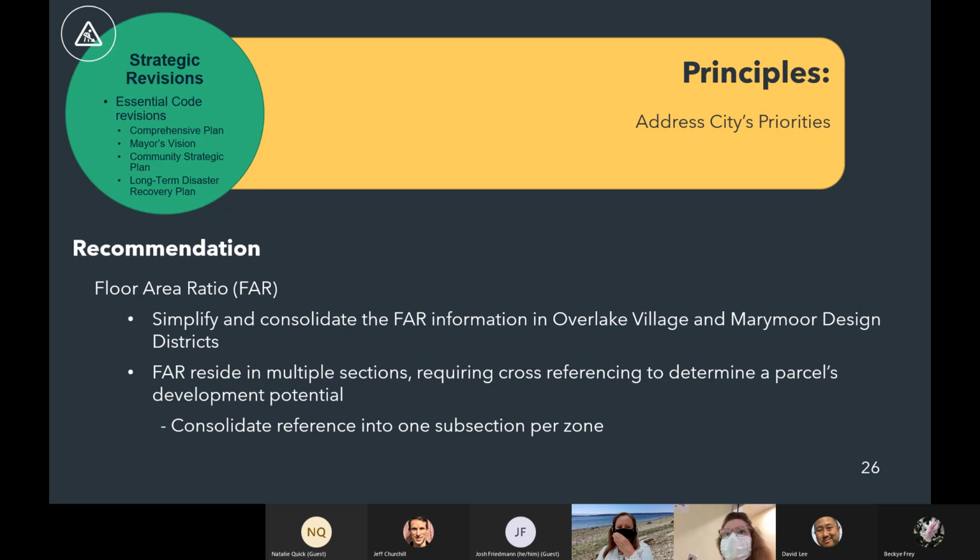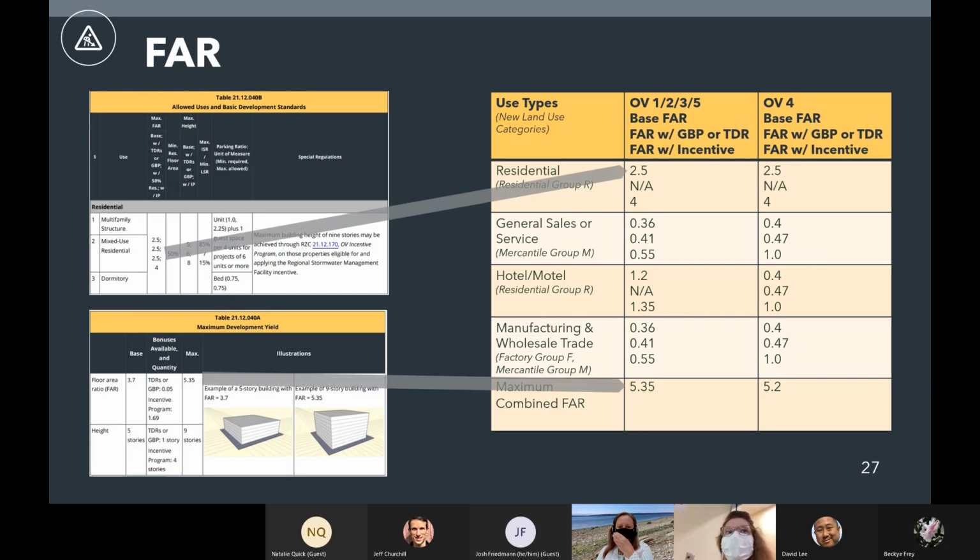Simplification and consolidation of FAR information in Overlake and Marymoor. Both of these zones, I think on the next slide, will do a good job demonstrating this. Both of them displayed all of the FAR information, which is floor area ratio, in a number of ways that is a little bit varied from other areas of the code and did not always provide a clear and transparent outline of what the maximum density was in a zone. So the FAR tables are being updated to reflect what the new approach will be. So instead of what you see to the left, it will now look a little bit more straightforward on the right.